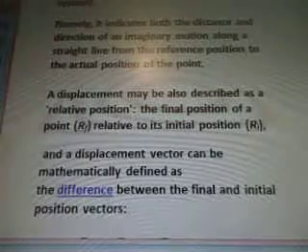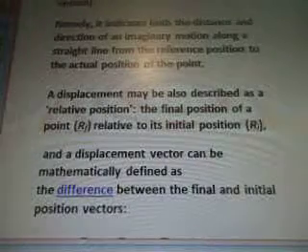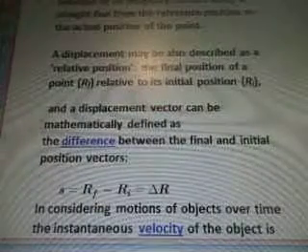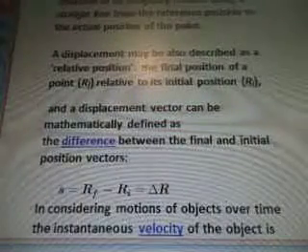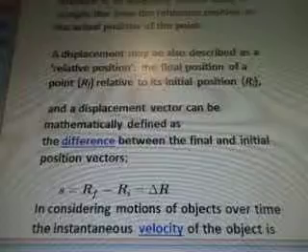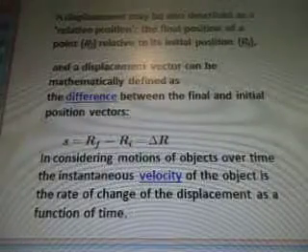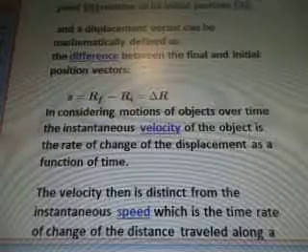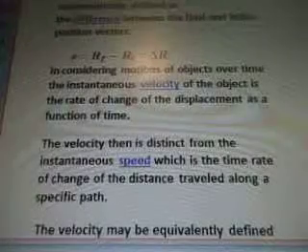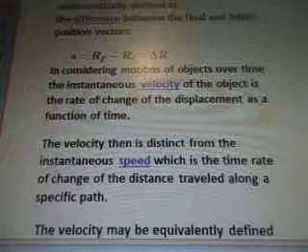A displacement may also be described as a relative position, the final position of a point, R_F, relative to its initial position, R_I. And a displacement vector can be mathematically defined as the difference between the final and initial position vectors: S equals R_F minus R_I equals the triangle R.